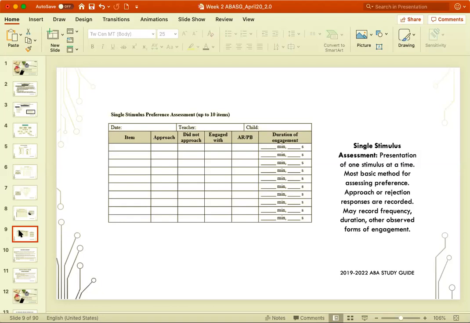You may just put an item in front of them and record engagement. Do they look at it? Do they turn away from it? Do they make some sort of pushing motion? This just gives you an idea of, are they interested in it at all? Is there an approach or a reject response?